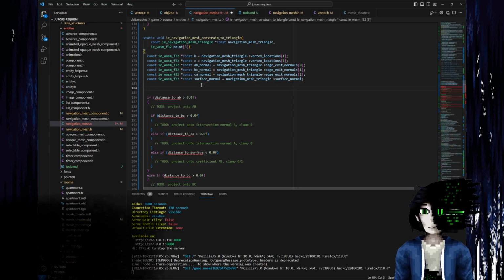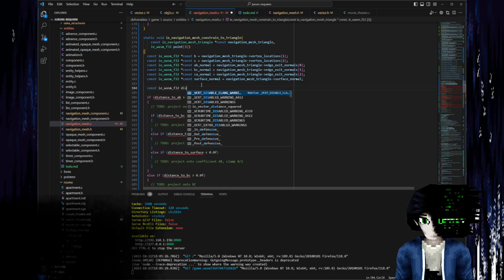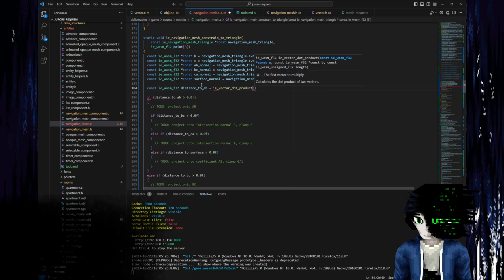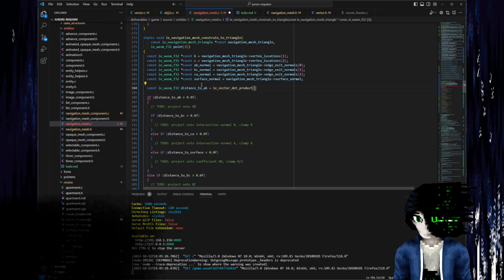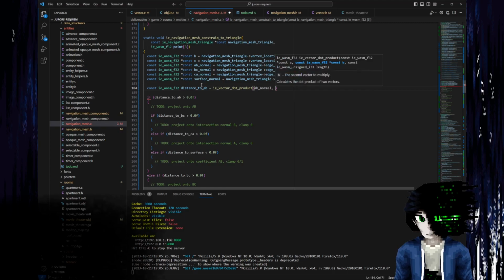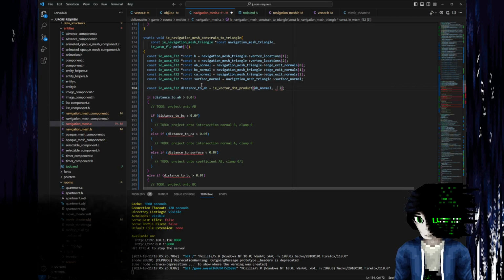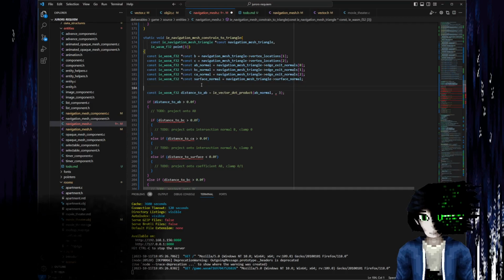Okay, so first of all, we need to calculate the distance to the AB plane. That's a dot product, isn't it? Yes, it is. And it's going to be the AB normal, the abnormal. I think I've made that joke at least 15 times. It's also going to require the difference between one of the points on that edge and the point we're testing against.